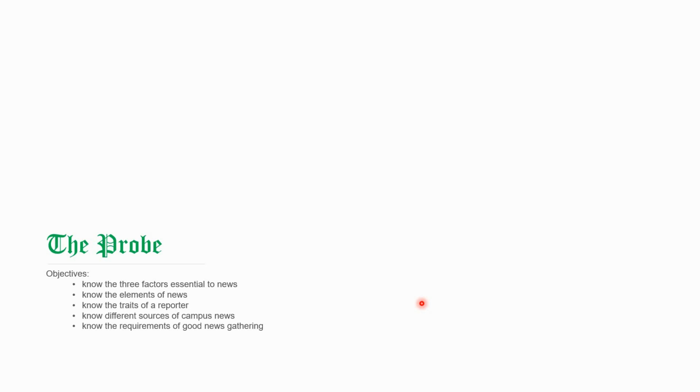In this episode of the probe, the third episode, we were able to do discussions regarding the following. You were able to know the three factors essential to news, the elements of news, the traits of a reporter, the different sources of campus news, and the requirements of good news gathering.